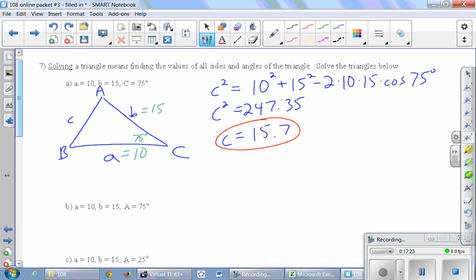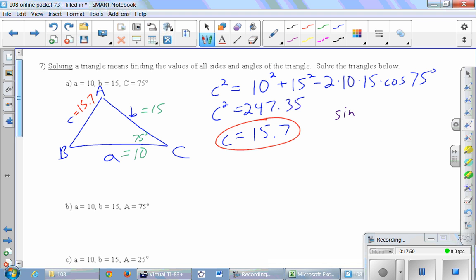Okay, so that's one answer. So we'll go ahead and fill that in over here, 15.7. And then you're welcome to use the law of cosines again to find angle A and/or angle B. Personally, I think it's easier to use the law of sines. It's just a simpler equation to plug in stuff and then solve for the unknown. So if I have an opportunity to use the law of sines, then I take it. And now we have this opportunity.